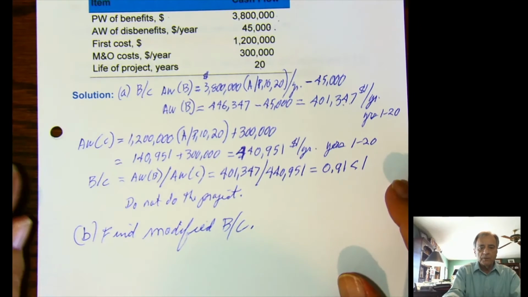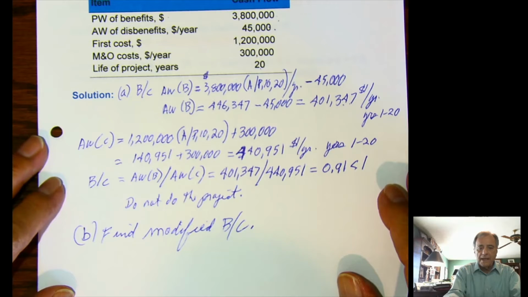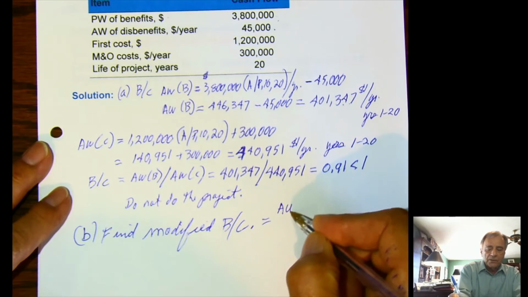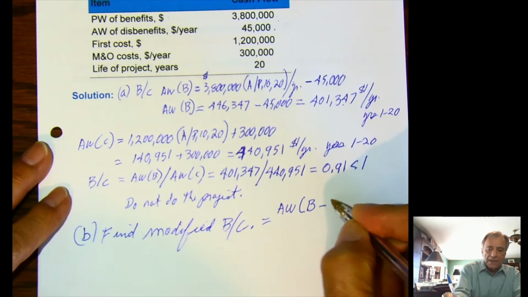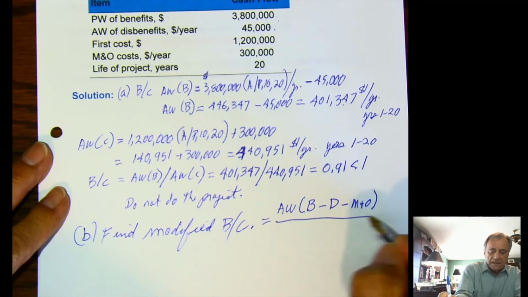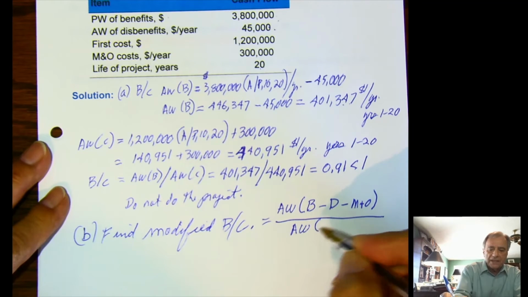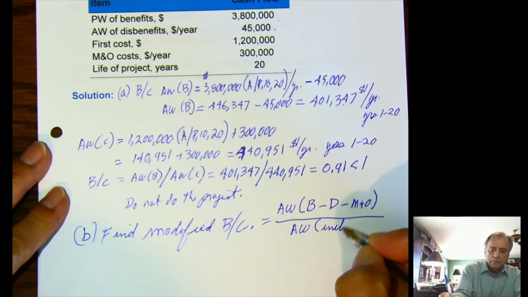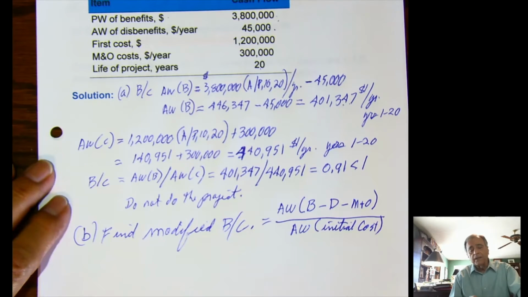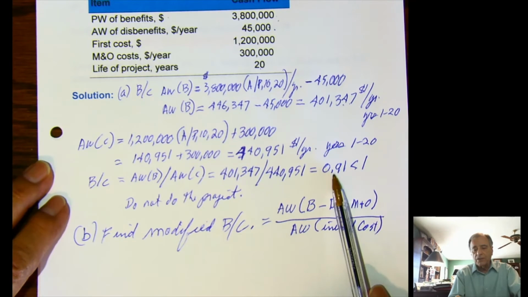So if we look at what we had, our BC would be the annual worth of the benefits minus the disbenefits minus the M&O cost. And then in the denominator, we'll have only the annual worth of the initial cost. So that's the modified method of BC. And generally speaking, it does not change the decision. Okay, so if this ratio is less than 1, we expect this one to be less than 1.